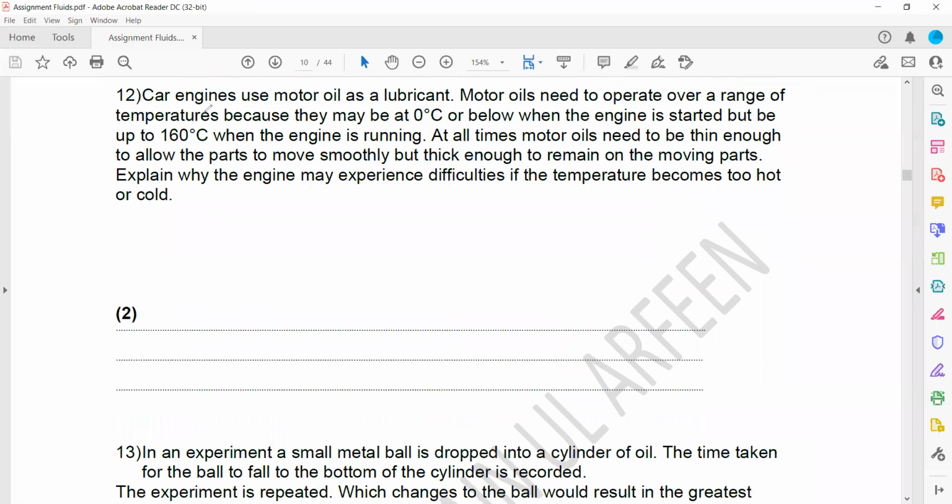Question 12. Car engines use motor oil as a lubricant to reduce friction. Motor oil needs to operate over a range of temperature, because at 0 or below when the engine is started, but up to 160 when the engine is running. At all times, motor oil needs to be thin enough to allow the parts to move smoothly, but thick enough to remain on the parts. Explain why the engine oil may experience difficulty if the temperature becomes too hot or too cold.